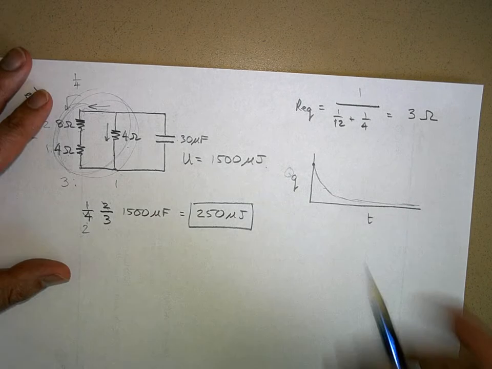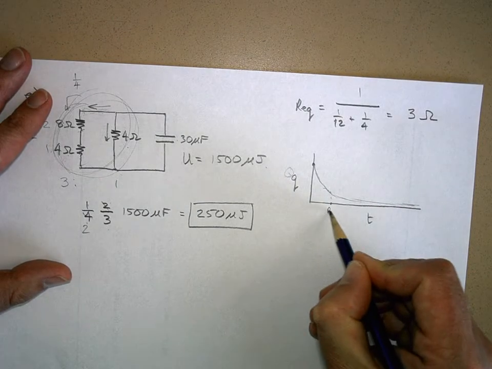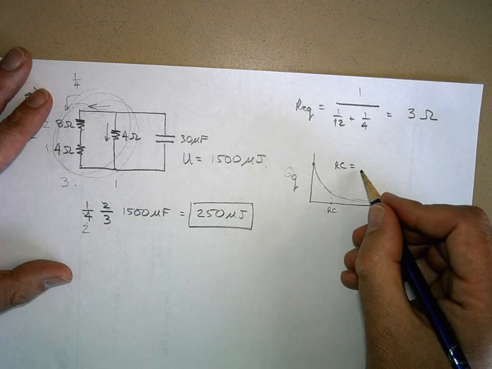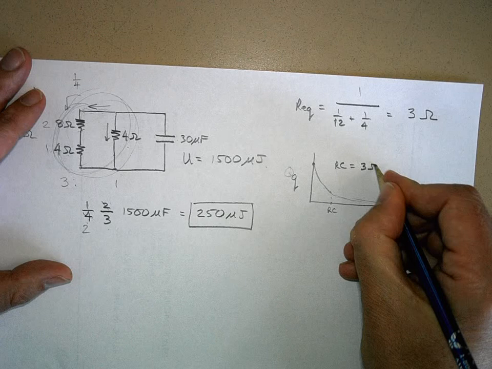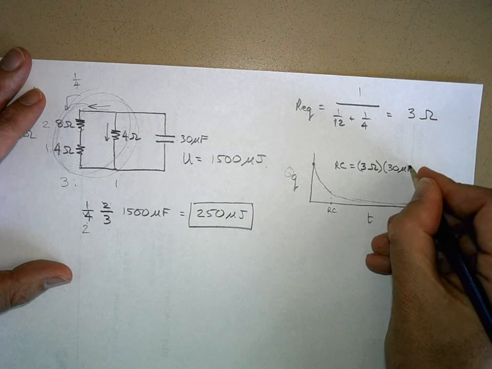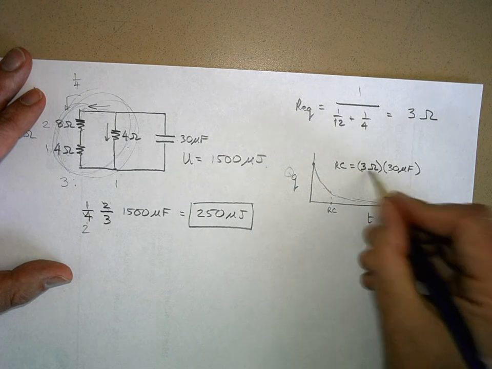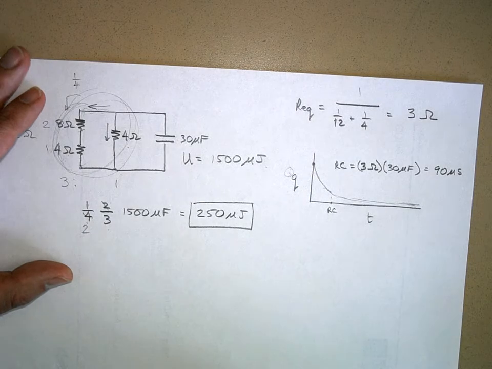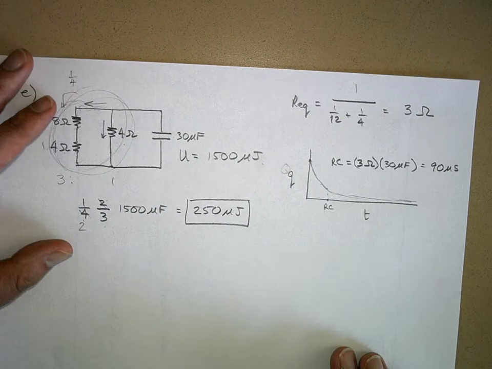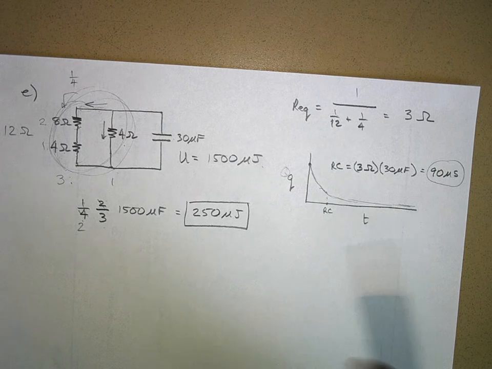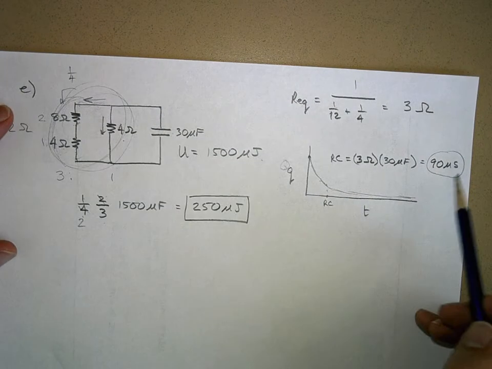And here's RC right here, the time constant, RC. So RC is equal to the resistance, which is 3 ohms, times 30 microfarads. So that's going to be 90 microseconds. That's the time constant here. Now, I'm going to be using that here in a minute.